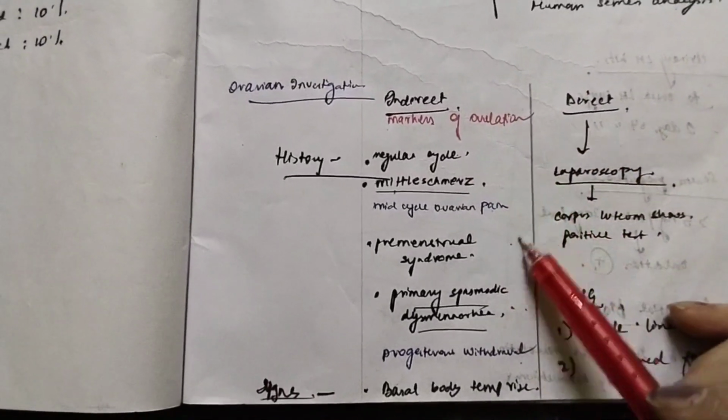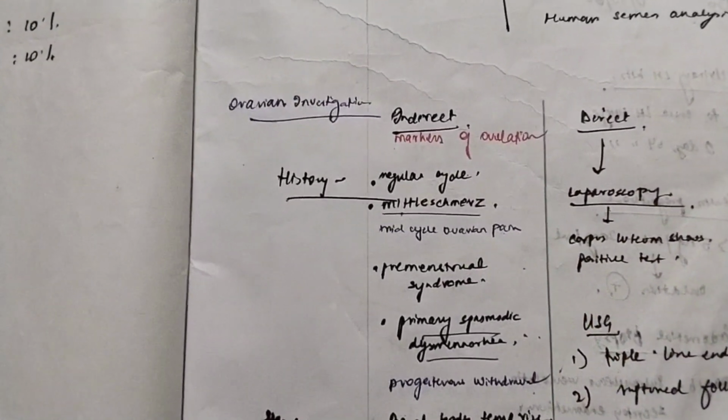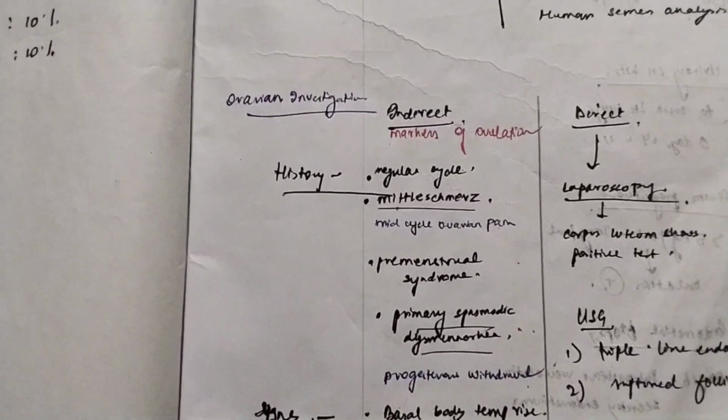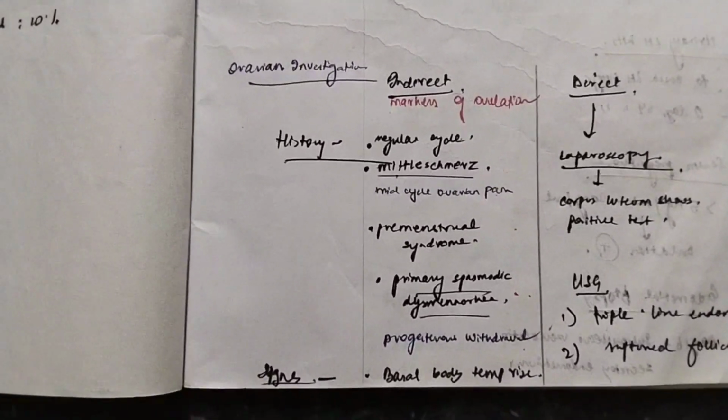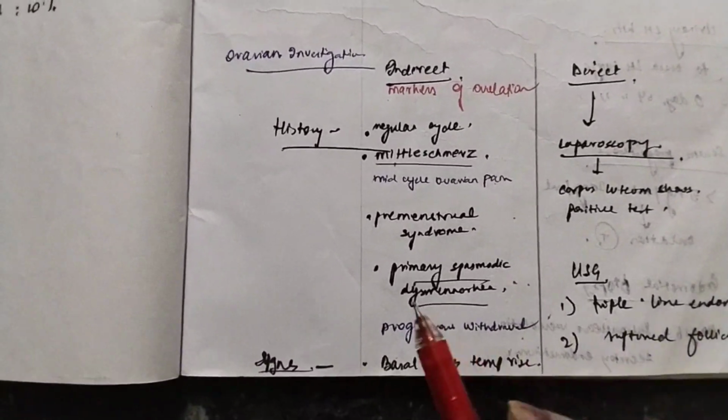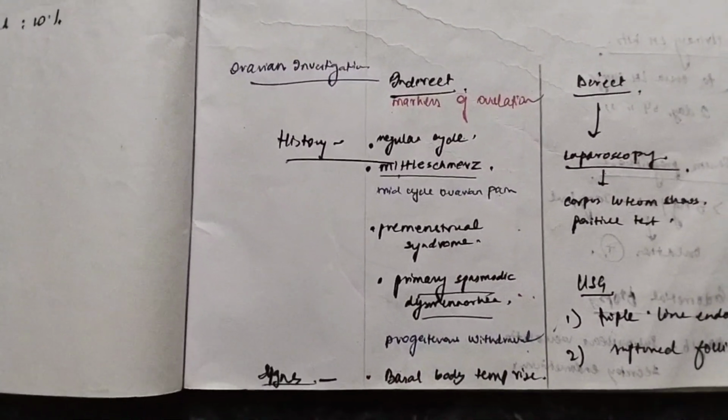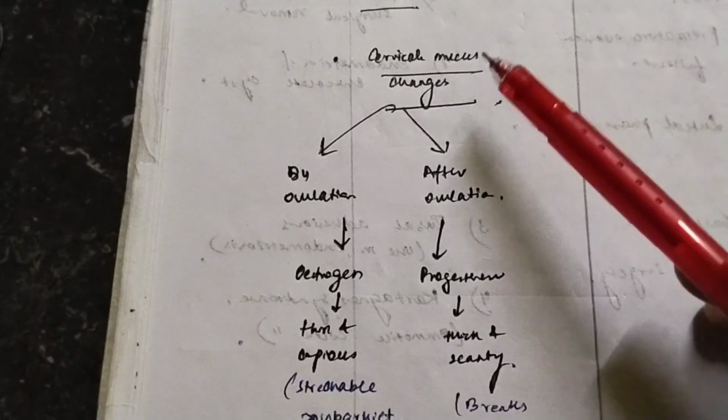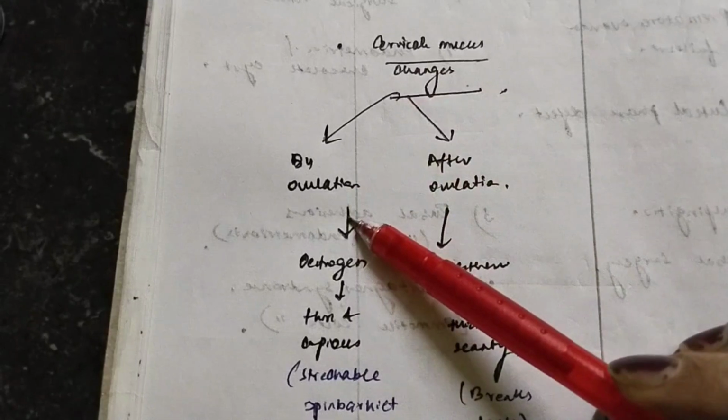So these are certain symptoms or history points: I am having premenstrual pain, I am having pain during the periods, I am having regular periods, etc. These are the points that show the woman is ovulating. Now in the signs, you have basal body temperature that rises around the mid-cycle. There are some cervical mucus changes that occur before ovulation and after ovulation.